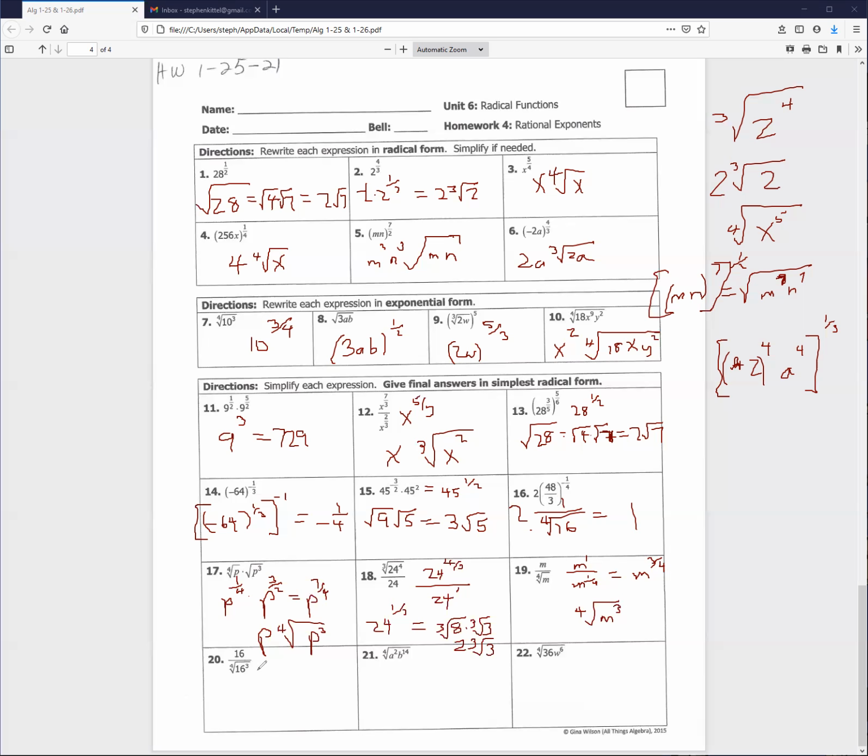All right, 16 over 4th root of 16 cubed is 16 to the 3/4. So once again, we're going to subtract our powers, and we get 16 to the 1/4, or 4th root of 16, aka 2.